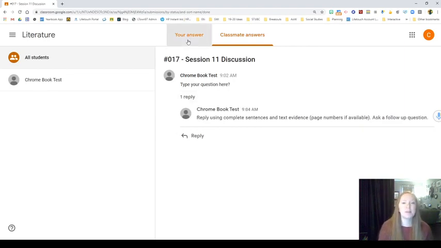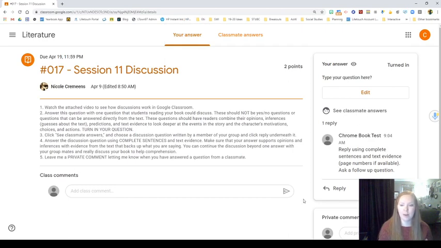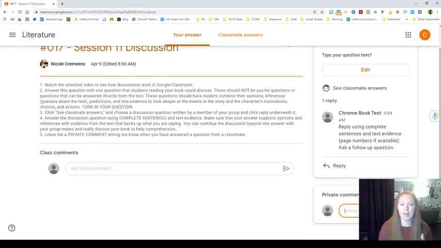But then the last step is to come back here to where it says your answer and to leave me a private comment letting me know when you're done. I can see that you've answered the question, but I want to know when you have replied to a question, so then I can put in parts for a grade for both parts, the question and the answer. So, I commented on so-and-so's question. You can tell me what student you commented on, okay?